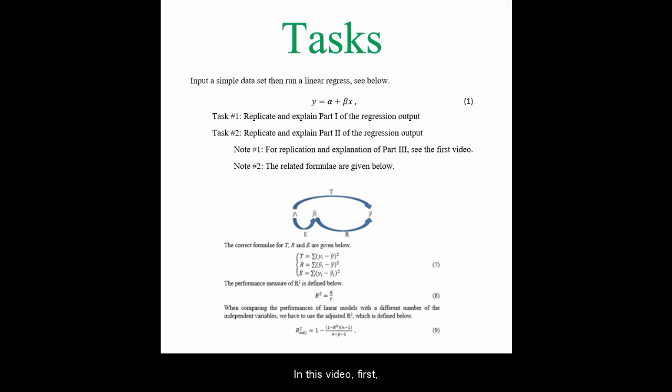Today's video, we are going to input a simple data set first, then run a linear regression. The output has three parts. Our task number 1, replicate and explain part 1 of the regression output. Task number 2, replicate and explain part 2 of the regression result. Note number 1, for replication and explanation of part 3, see the first video. Note number 2, we are going to apply the following formulas later in the video.